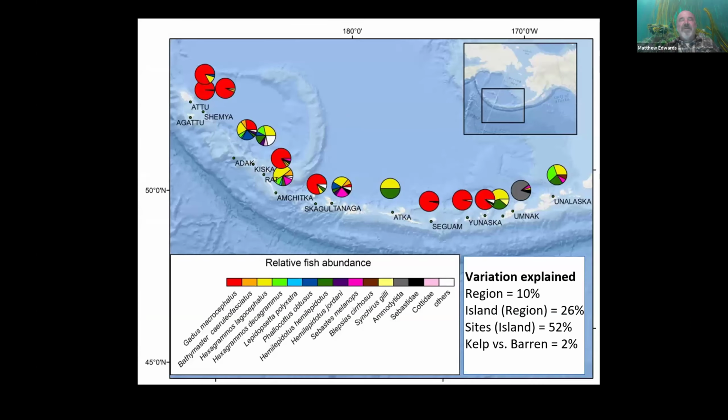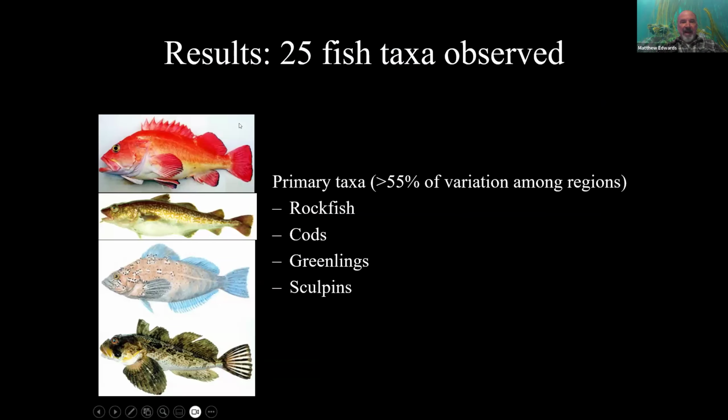The reason why we did this was to understand what's happening with the fishes, and if they changed, what are they now associating with? And so the first thing we can look at, these are all the species across this colored bar. And as we look, the very east side of the Aleutians and the west side look different from one another. And of the 25 taxa we observed, really 4 taxa contribute to 55% of the variation among these big regions. These were our rockfish, our cods, our greenlings, and our sculpins.